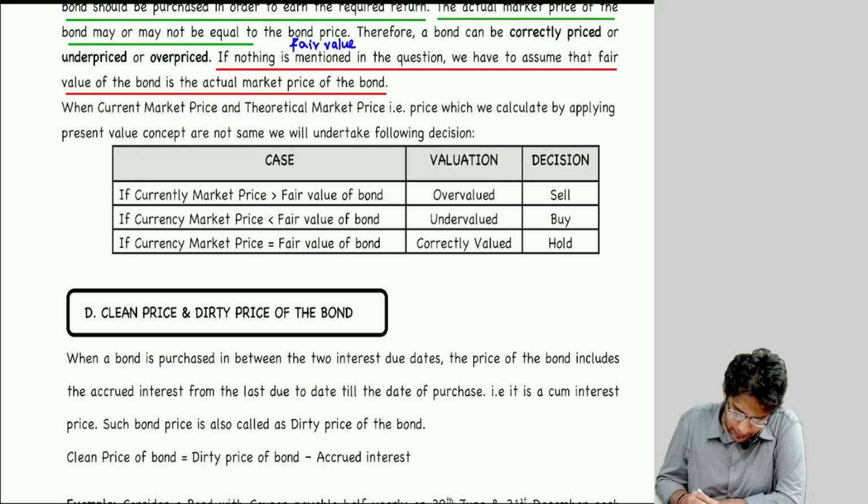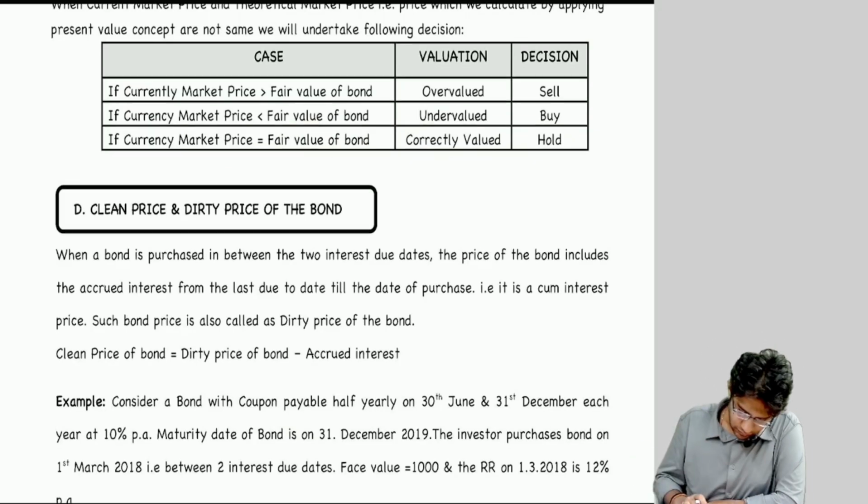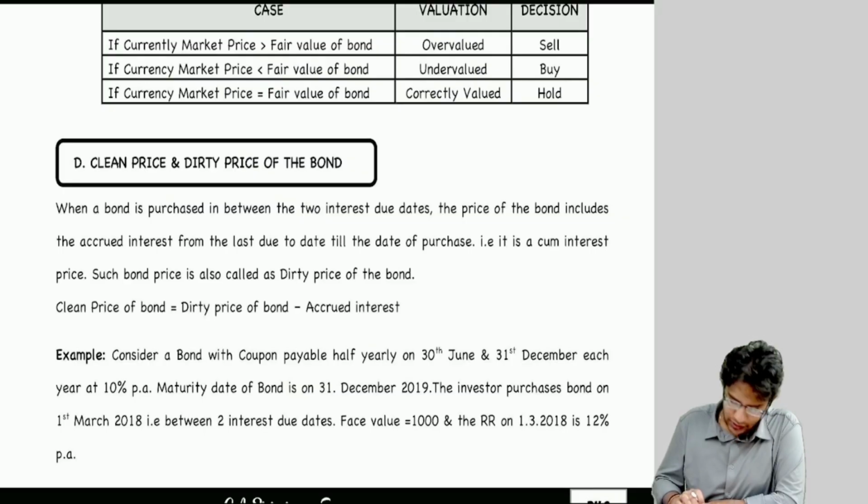When current market price and theoretical market price, that is the price at which we calculate by applying present value concept, are not same, we will undertake following decisions. First scenario, if actual market price is greater than the fair value, we call it as overvalued and decision is to sell the bond. If market price is lower than the fair value, undervalued or underpriced, and you will buy the bond. If they both are same, correctly valued, hold the bond or buy the bond. Clean price, dirty price, we'll talk in some time.